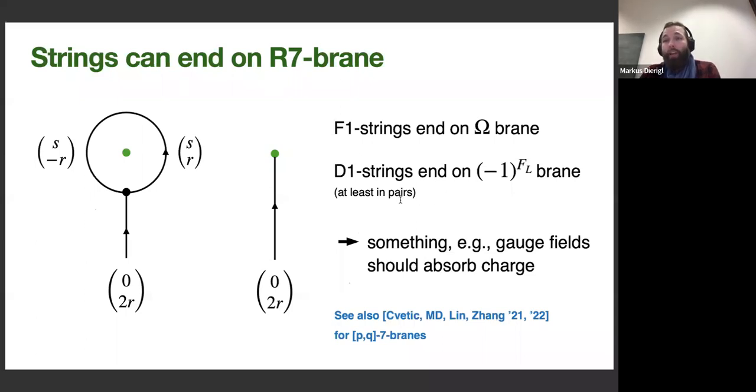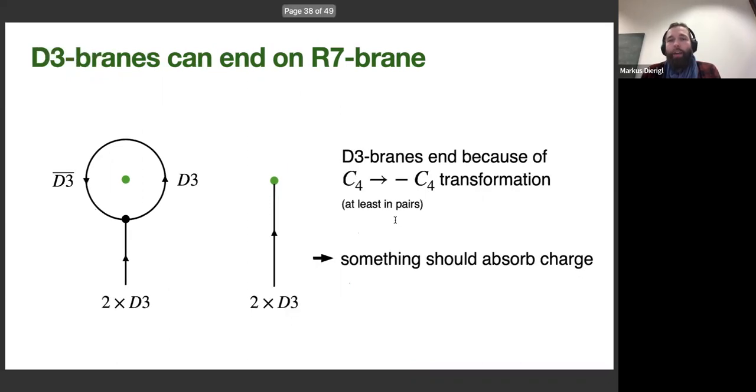But of course, this tells you that at least the world volume theory should not be completely trivial, because now you're letting a string end. So there should be something on the brane that absorbs this string charge, right? On the D brane, for example, you find a gauge field that is able to absorb your string charge. So there has to be something that lives on the brane. But I told you that the R7 brane is special in that you can do the same thing with D3 branes instead of strings.